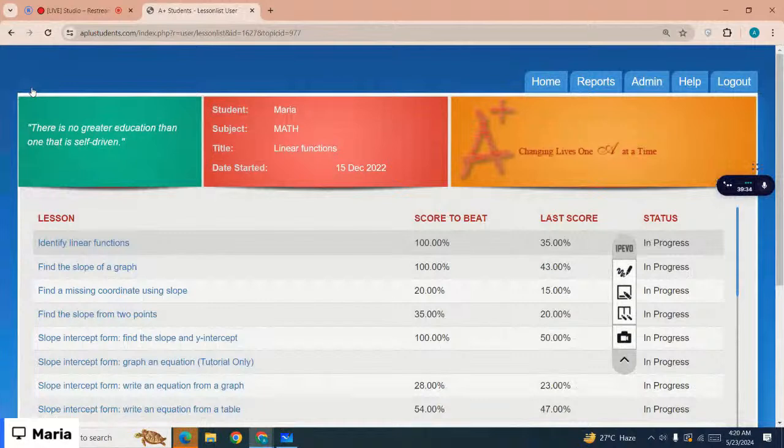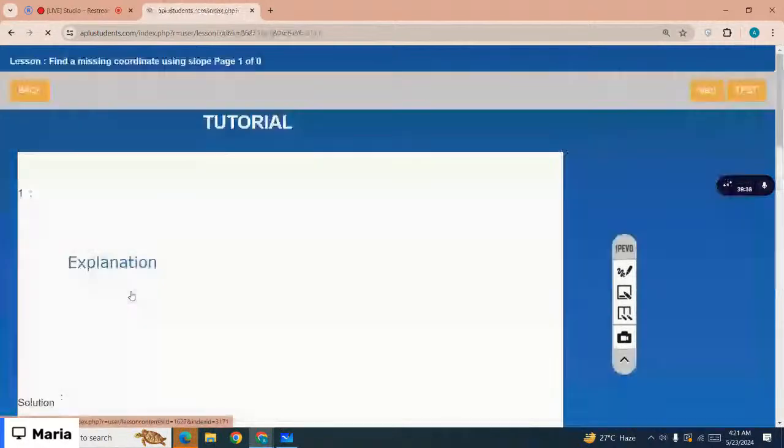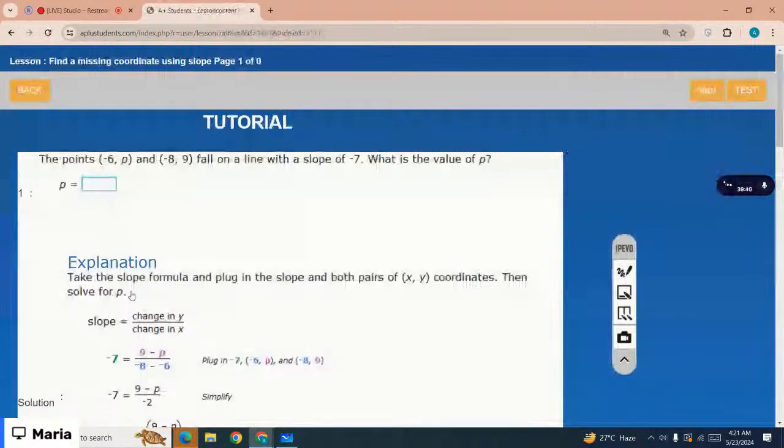Okay, the next one is find a missing coordinate using slope. The points (-6, p) and (-8, 9) fall on the line with a slope of -7. What is the value of p? You are given the slope and the points on the graph, right? But one of the coordinates is missing.